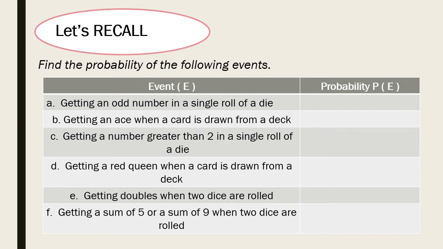Letter A, getting an odd number in a single roll of a die. Letter B, getting an ace when a card is drawn from a deck. Letter C, getting a number greater than 2 in a single roll of a die. Letter D, getting a red queen when a card is drawn from a deck. Letter E, getting doubles when 2 dice are rolled. And letter F, getting a sum of 5 or a sum of 9 when 2 dice are rolled.